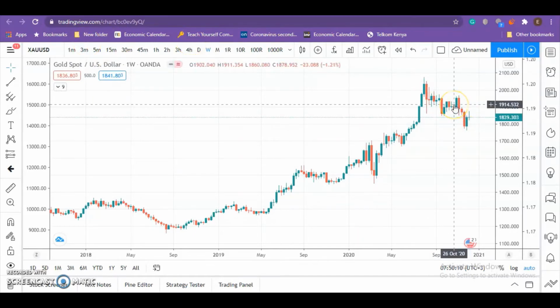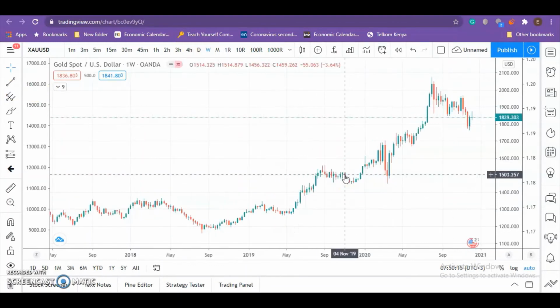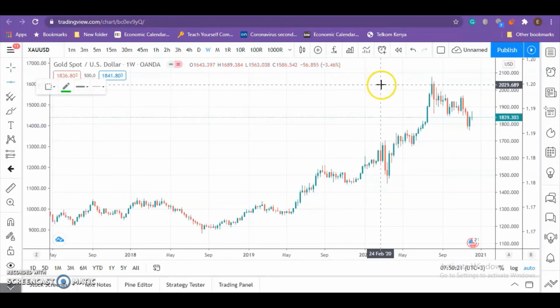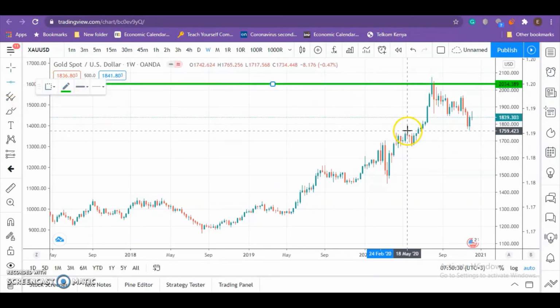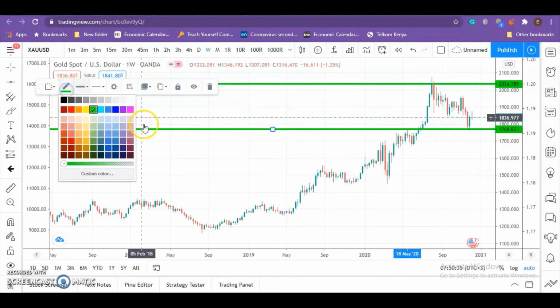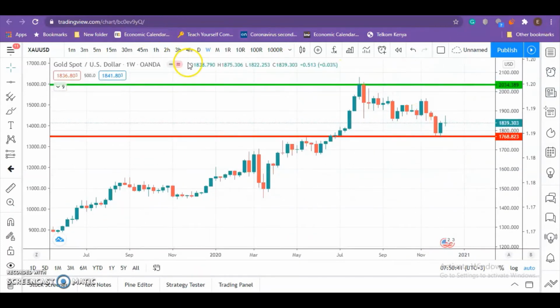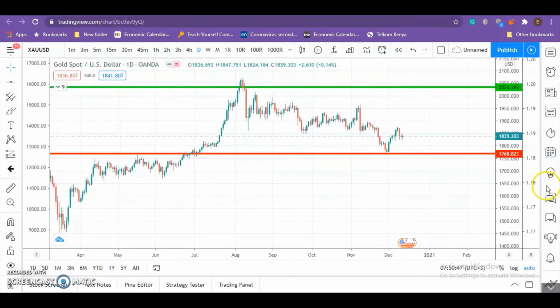So, trading gold. First of all, on the weekly I identify my resistance, which is there, and my support, I can see it there. I can change this to that. Yeah, so that's what we have. Now go to our daily. We have our support here.